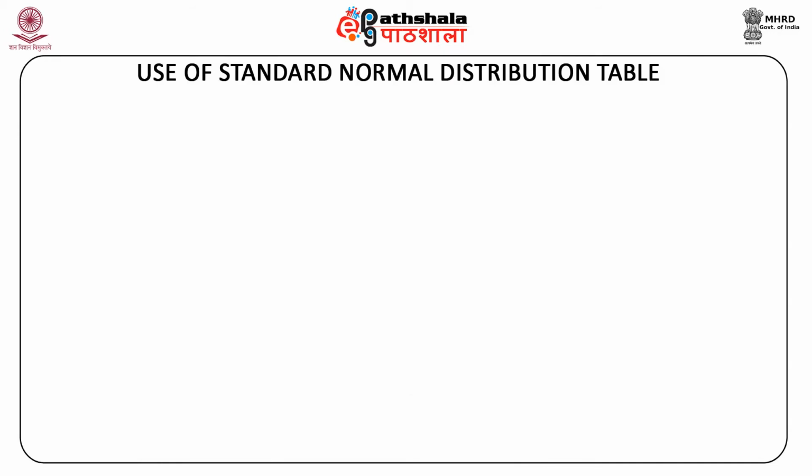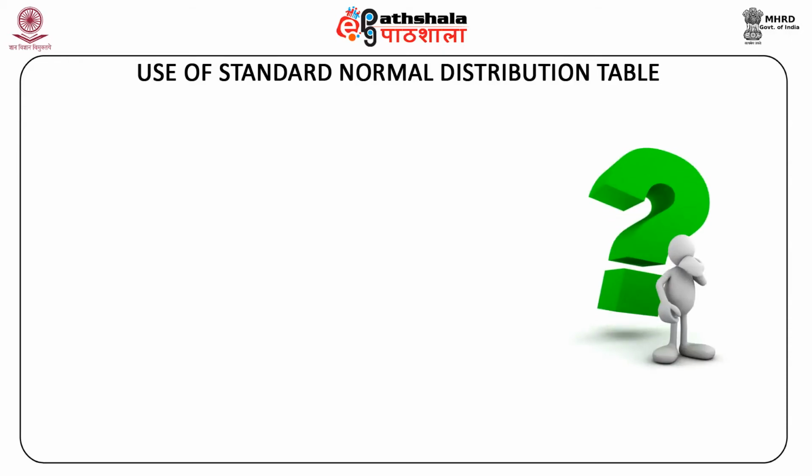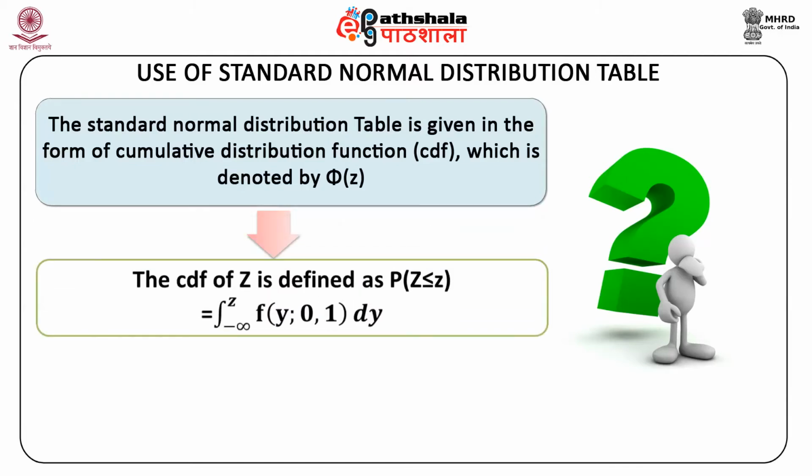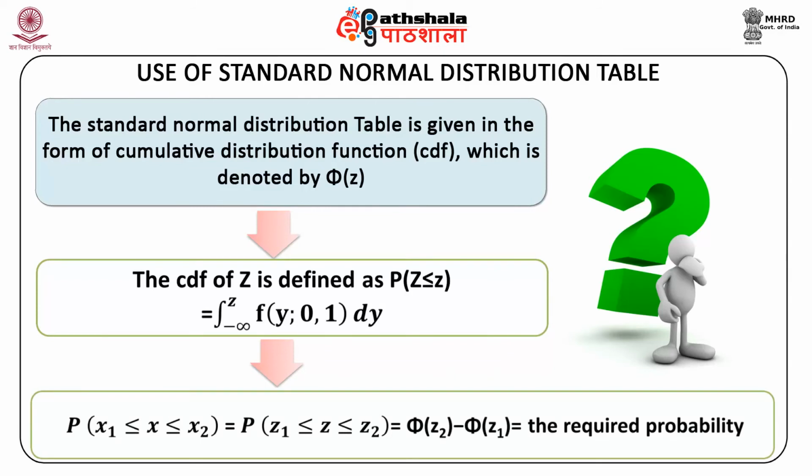Using the standard normal distribution table to compute probabilities. To compute the probability, we make use of the standard normal variable tables attached at the end of the module. The standard normal distribution table is given in the form of the cumulative distribution function, CDF, which is denoted by phi of z. We know that the CDF of z is defined as the probability of small z being less than or equal to big Z, which is equal to the integration from minus infinity to z of a function of y; 0, 1 dy.